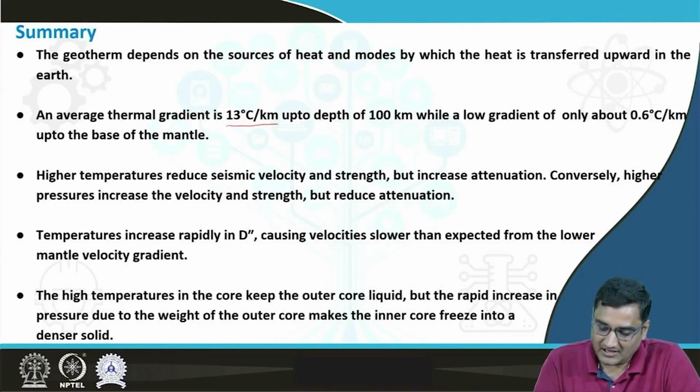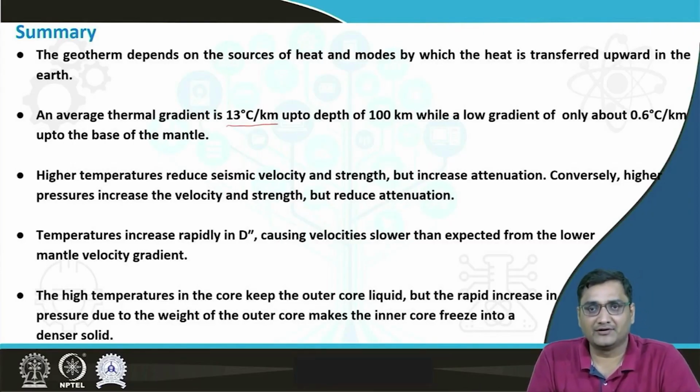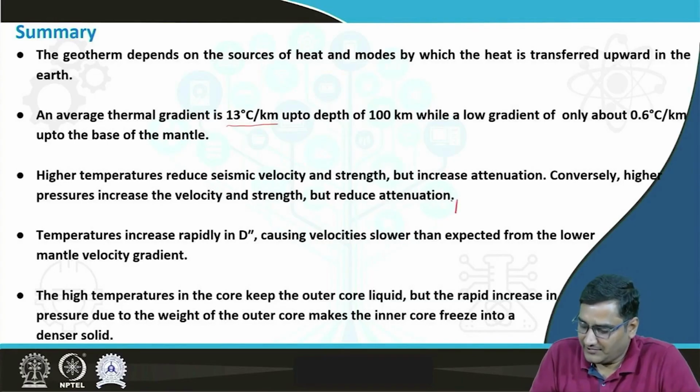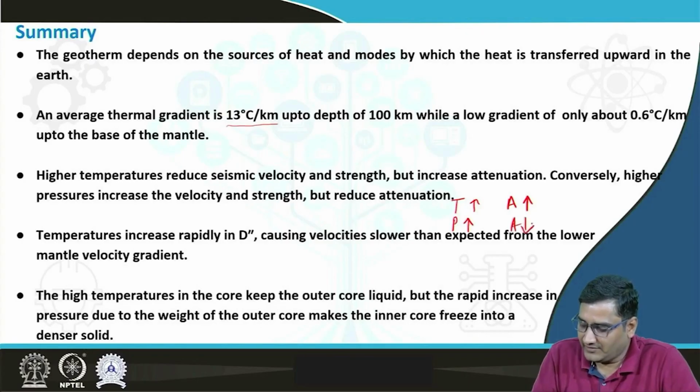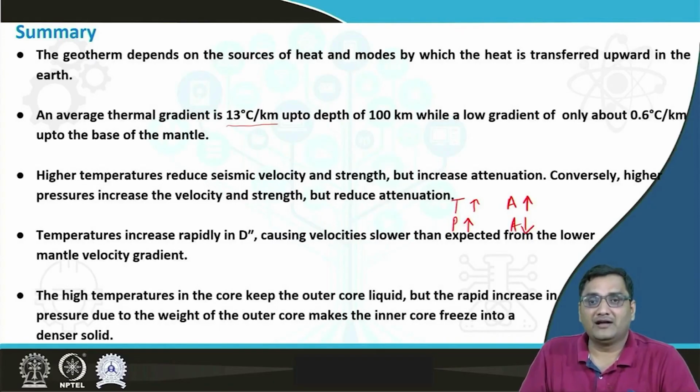That is up to the base of the mantle. Higher temperature reduces seismic velocity and its strength but increases attenuation. Conversely, higher pressure increases the velocity and its strength but reduces attenuation. This means if temperature increases, then the attenuation will also increase, but in the case of pressure, if the pressure increases, then attenuation will reduce. Temperature increases rapidly in D double prime, as I told you previously, and that causes velocity to go slower than expected from the lower mantle velocity gradient.